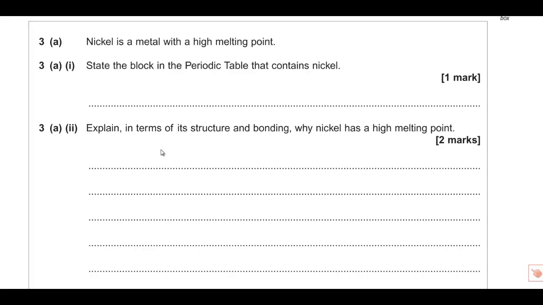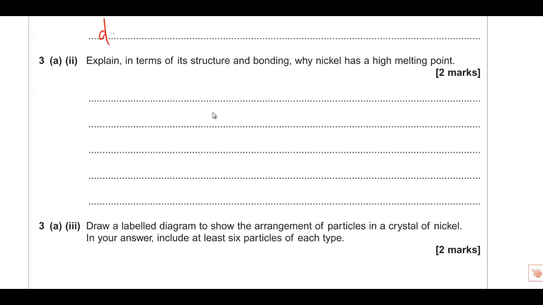A bit of metals now. Nickel is a metal with a high melting point. State the block in the periodic table that contains nickel. Well, nickel is from that middle block, so it's from the d block. 1 nice mark. Explain in terms of its structure and bonding why nickel has a high melting point.